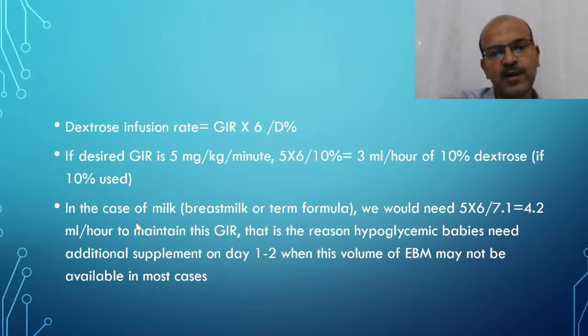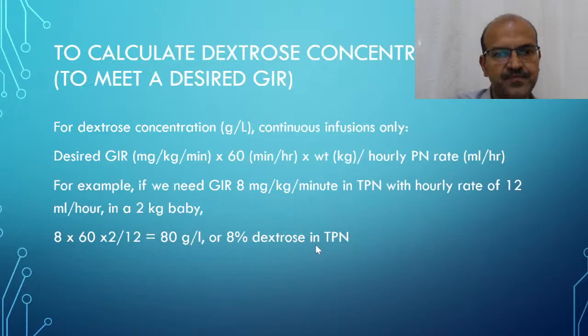And if you're calculating this for milk, for example, because I said 7.1%, so we would need 5 times 6 divided by 7.1, so 4.2 ml of milk compared to 3 ml of dextrose. So if a baby is hypoglycemic, for example, and you want to give 4 milligram per kilogram or 5 milligram per kilogram, you really need 4 ml per hour of milk, which is quite a big volume when the mother is just starting to establish lactation. And that's the reason that if the baby is hypoglycemic, we may need additional supplement on the first day or two to correct the hypoglycemia, and we need to encourage the establishment of breastfeeding during that process.